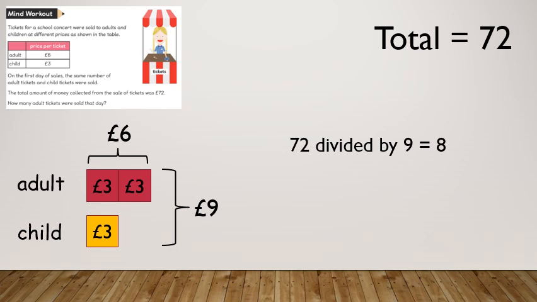That's 8 adult tickets were sold. In total it would be 16 tickets, but it would be 8 adult tickets and 8 child tickets, because remember the question is asking me how many adult tickets were sold that day. And we could, if we wanted to, check that this calculation was correct, and if we added £9 8 times, if we did some repeated addition, or 9 multiplied by 8 to do the inverse of our division, we would get a total of £72.